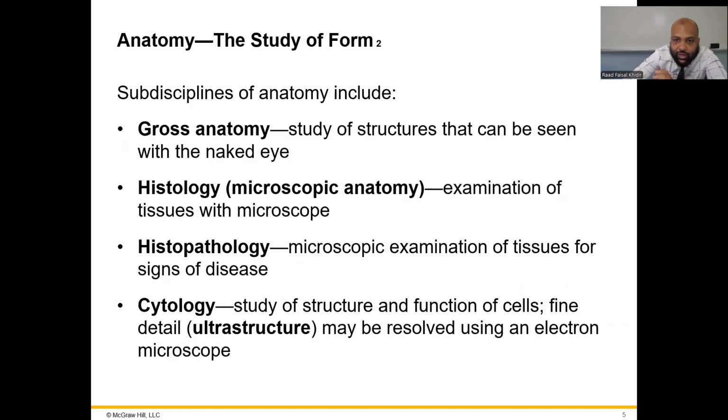So we talked about gross anatomy. That's when you study the things that can be seen with the naked eye. Histology is when you examine things that can be seen only with a microscope. Then there's histopathology, the microscopic examination of tissues for signs of disease. So here we are examining with the intent of finding signs of disease. Then there's cytology, the study of the cell. So now you are limited not to the tissue, not to the organ, but to the actual cell.